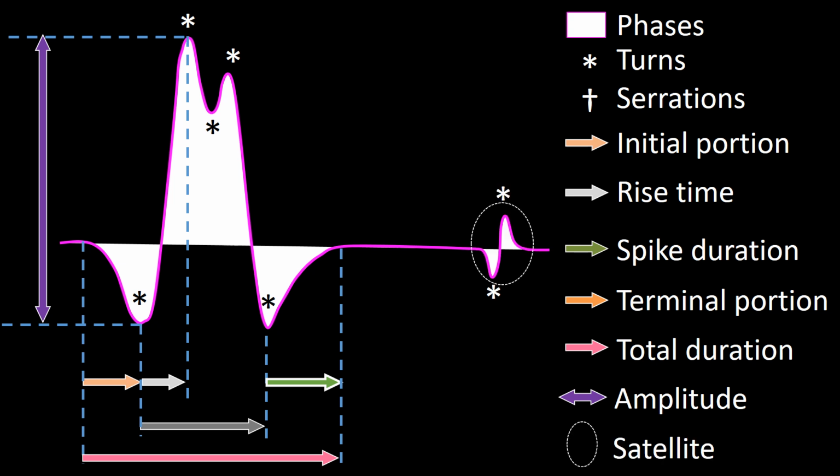In this frame, I have added a satellite potential. A satellite potential is a small discharge separated from the main motor unit action potential by an isoelectric interval and fires in a time-locked relation to the main potential. It indicates early reinnervation of a nearby denervated muscle fiber by collateral sprouting from the adjacent intact motor neuron.